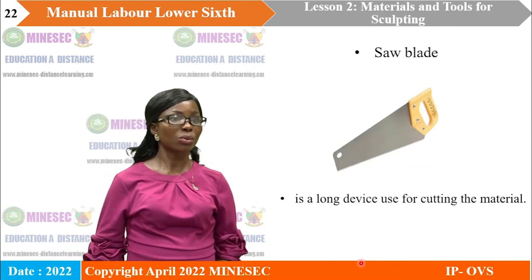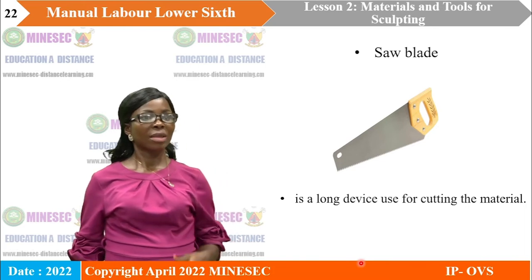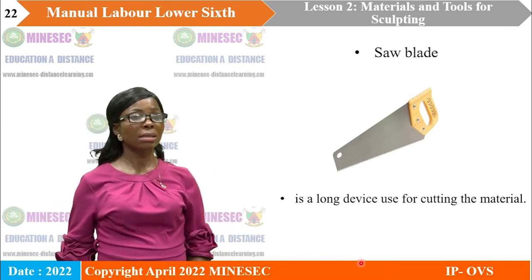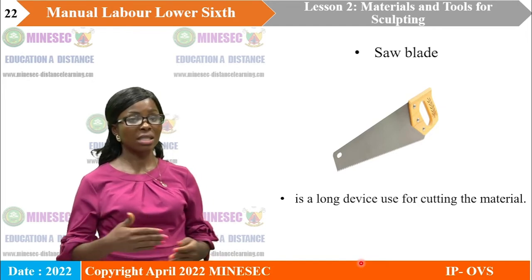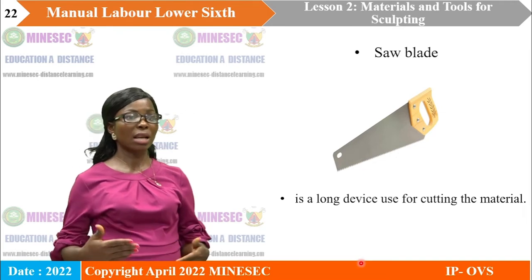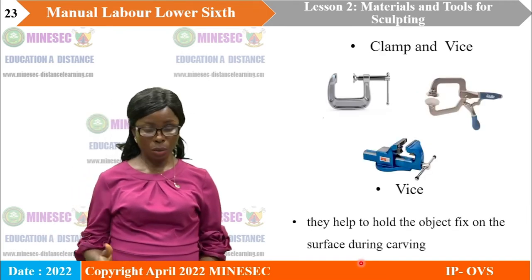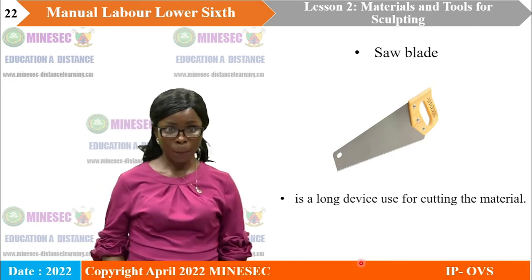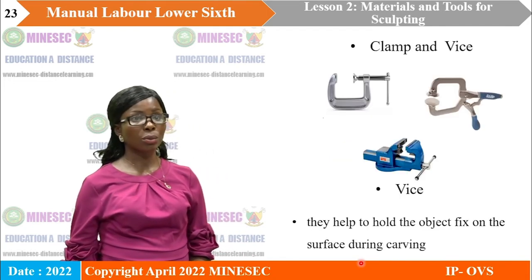We have another tool, the saw blade. That is a saw blade, a long device used for cutting material, especially wood. It's easy to use a saw blade to cut wood rather than using a knife or a cutlass, so you can have a better shape, especially when you use measurements. Now we move to the next tool.